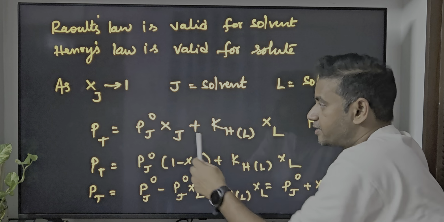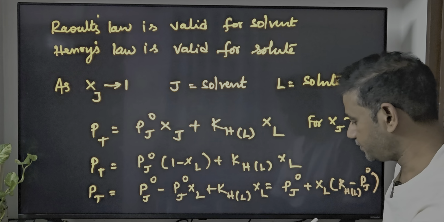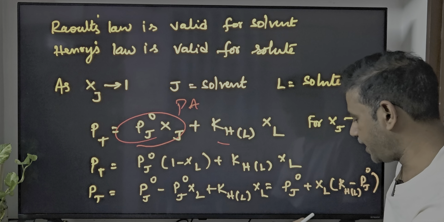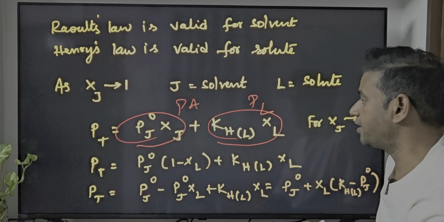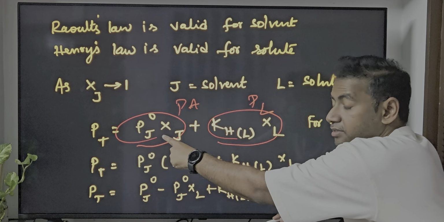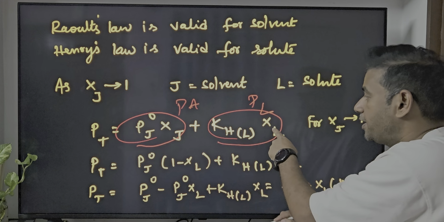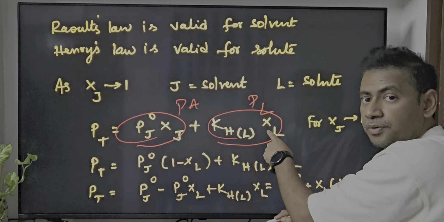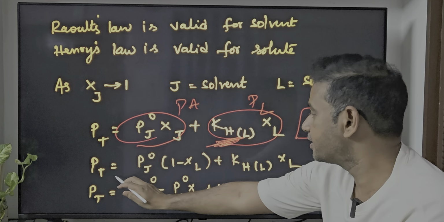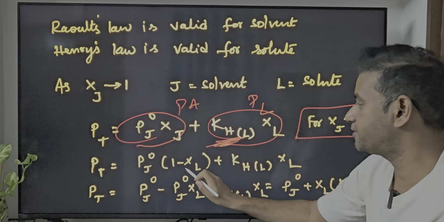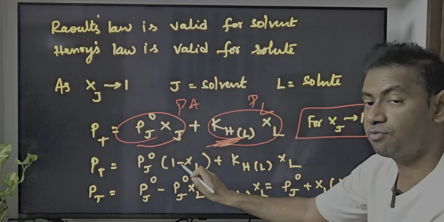Total pressure is pressure due to J and again pressure due to L. J being the solvent, Raoult's law is applicable. L being the solute, Henry's law is applicable, where KHL is Henry's constant. And this equation is written for mole fraction of J tends to 1. And again, replacing mole fraction of J with 1 minus mole fraction of L, we get the final expression.